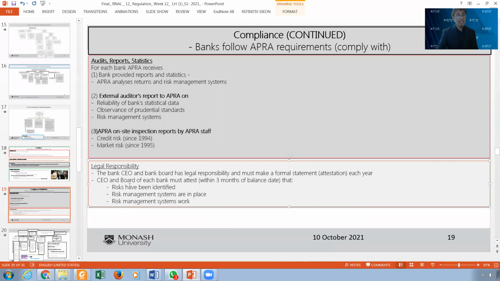Now, there is a legal responsibility for the CEOs. When you take over as a CEO in a bank, you have to undertake statements saying that the risks have been identified, the risk management systems are in place, and the risk management systems are also working.